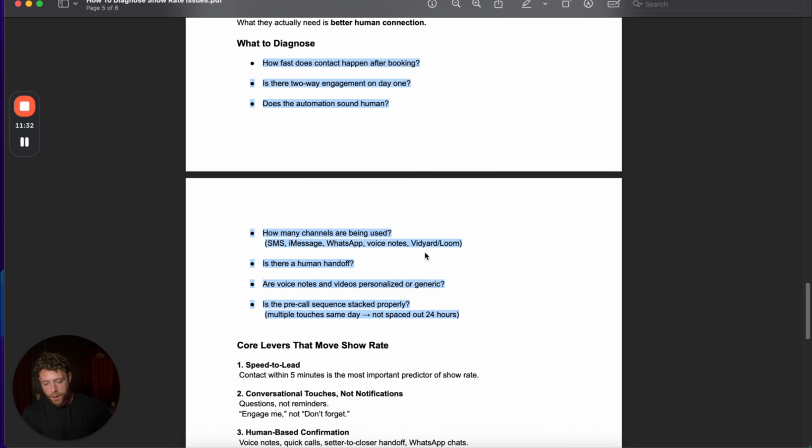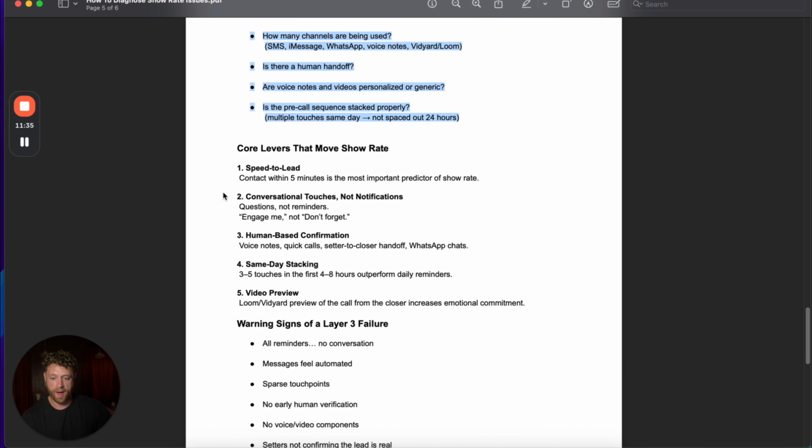Now, here are the core levers that are going to move the show rate. We have speed to lead, conversational touches, not notifications, human-based confirmation, same-day stacking, and then video preview. Speed to lead, we talked about that within the first 5 minutes. Conversational touches, not notifications. So questions, not reminders. Human-based confirmation. We talked about that as well. One thing I did not mention is how many channels are being used. So SMS, iMessage, WhatsApp, voice notes, and Vidyard or Loom. One of the best things for B2B is send a Loom video. Hey, this is Brian, just got your call booked. I was checking out your website, super excited to talk. Curious, ask the question, send the Loom video, and have them respond.